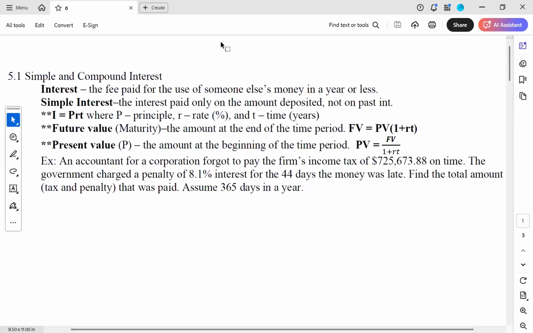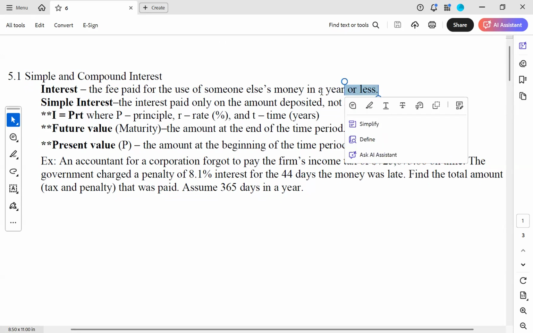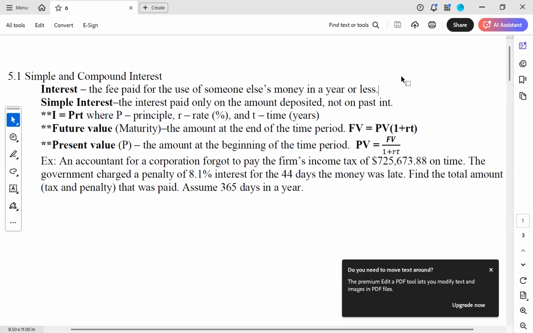Today's 5.1, simple and compound interest. So interest is the fee paid for using someone else's money. A year or less is if you're doing simple interest. For more than a year, then it is compound interest. So this particular part is for simple interest.